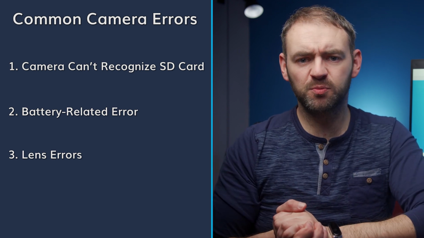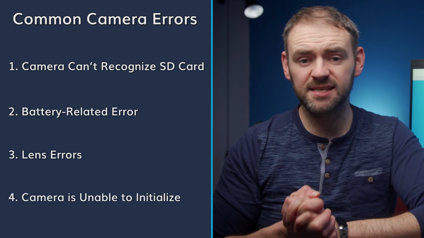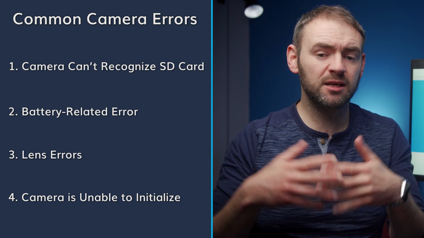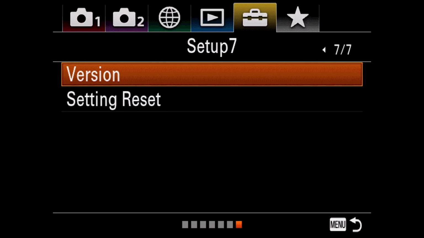Finally, the last error that's pretty common among digital cameras is the unable to initialize. This error occurs due to a software-related problem, and there isn't really a particular root cause to it. The best way to resolve this is to clear the caches on your camera and then perform a quick restart. So, that's how to resolve some of the most common errors on digital cameras.